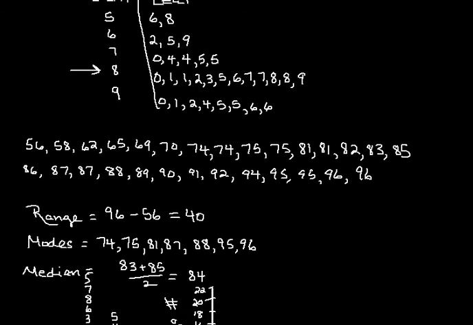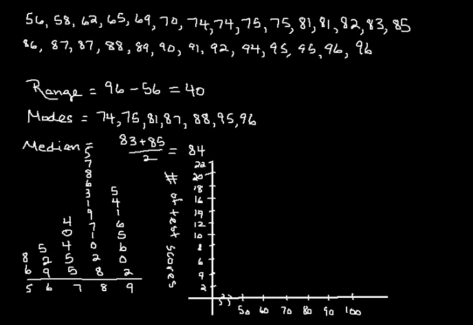And then we can look at that set in order and figure out the range. Well, the biggest is 96, the smallest is 56, and we subtract them and get 40. The modes are the ones that repeat. Well, 74 repeats twice, 75 repeats twice, 81 repeats twice. None of them repeat more than 2 times, so all the numbers that repeat twice would be the modes. Look at that, we have 1, 2, 3, 4, 5, 6, 7 modes. It's easy to see once you put it in order what the modes are.